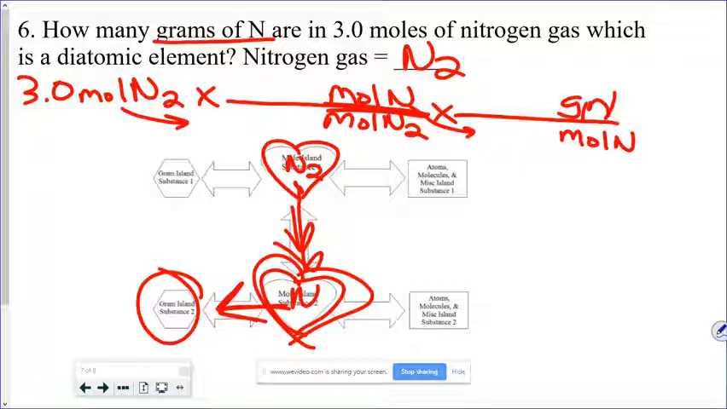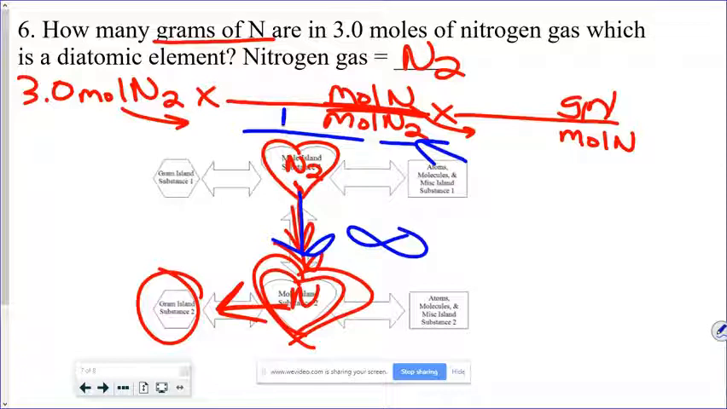So when we go from Mole Island to Mole Island, this step right here, we use the subscripts as infinite sig figs. So if we look here, there is a 2 right there. So for every 1 mole of N2, we have 2 moles of N. So this 2 is where that 2 comes from right there.